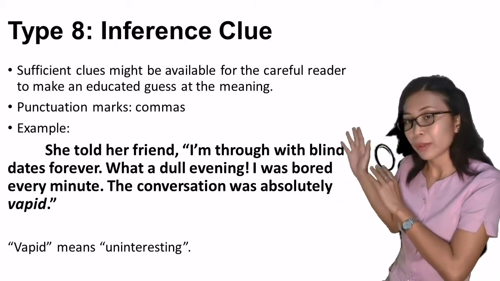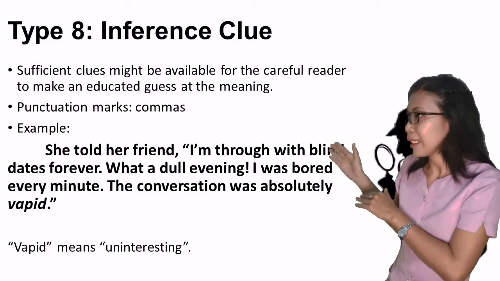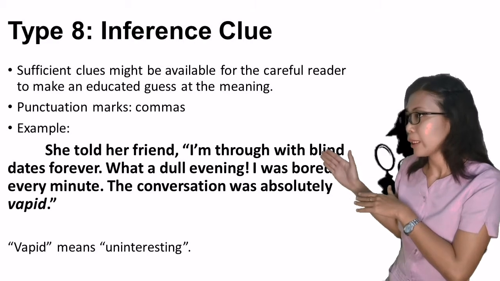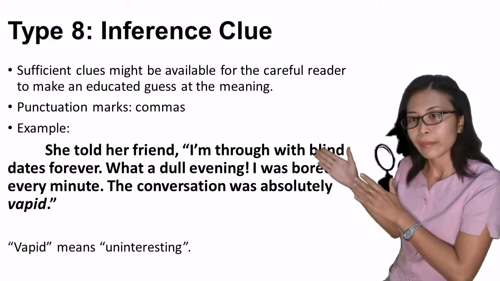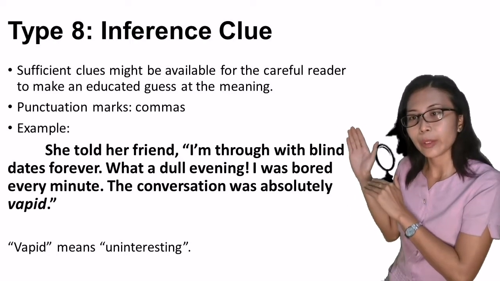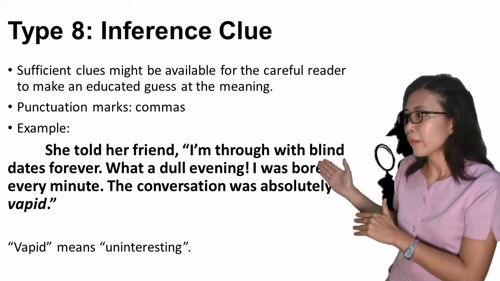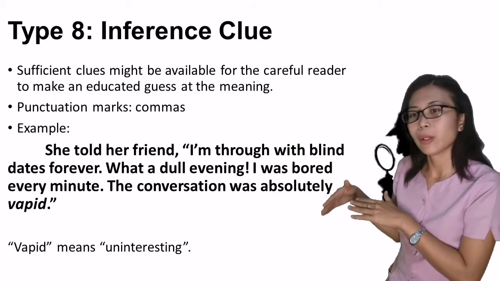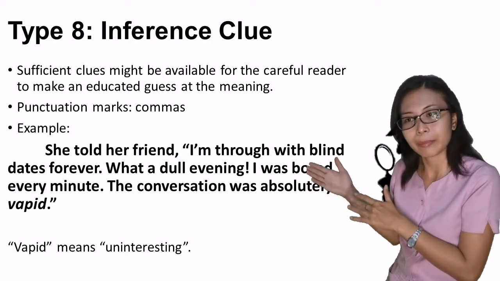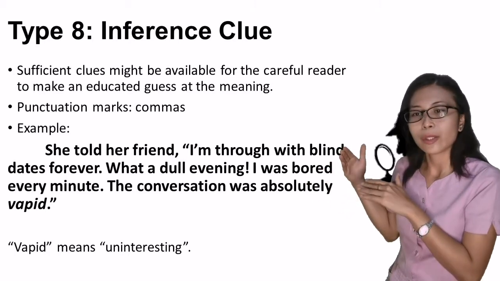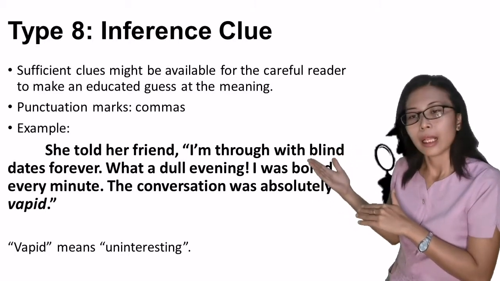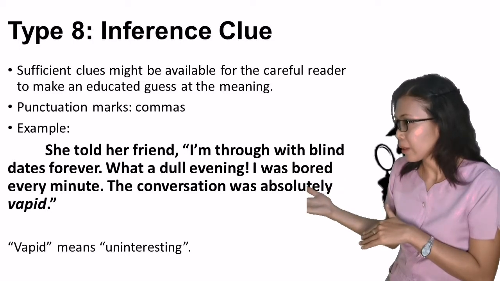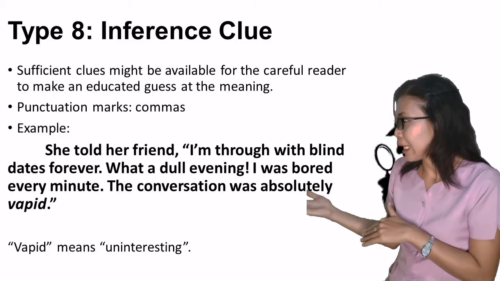So, the first detail is that I'm through with blind dates forever. What a dull evening. And I was bored every minute. So the person speaking in that sentence, or the persona, felt bored during the time he was having a date with somebody. Therefore, the vapid now there means uninteresting, because as stated by the details, during the time she was having a date with somebody, she felt bored, and the conversation was definitely uninteresting.